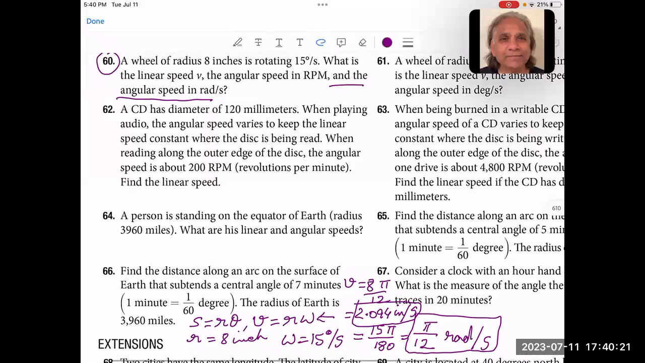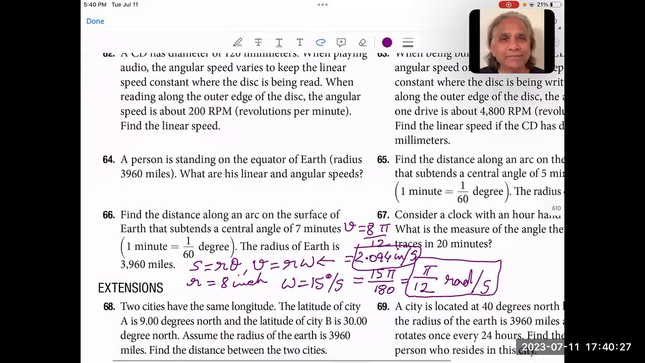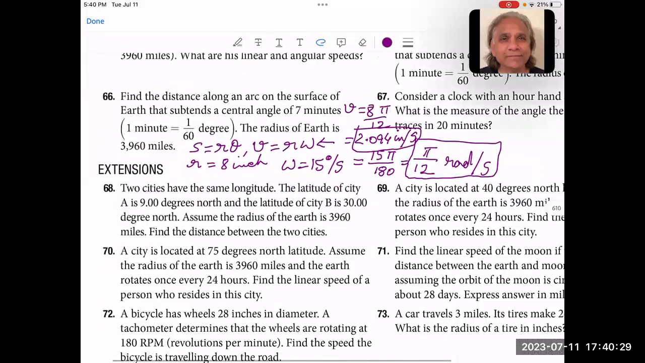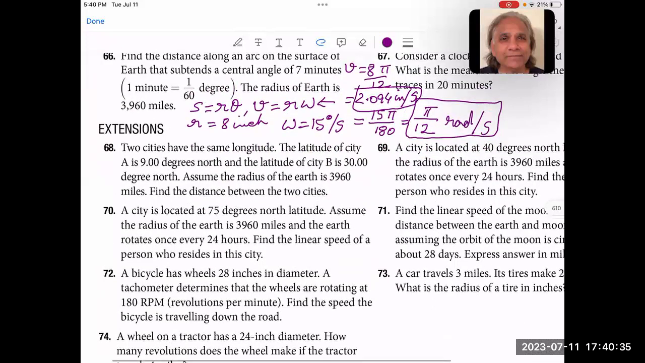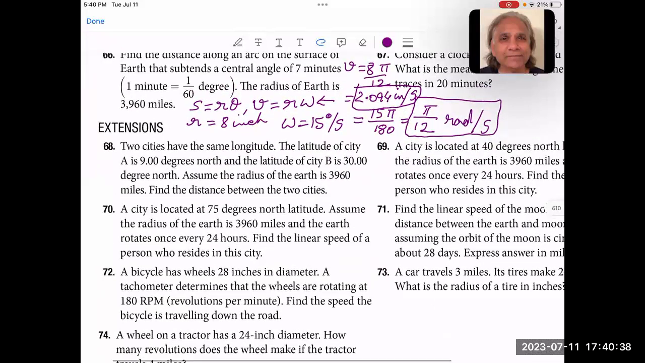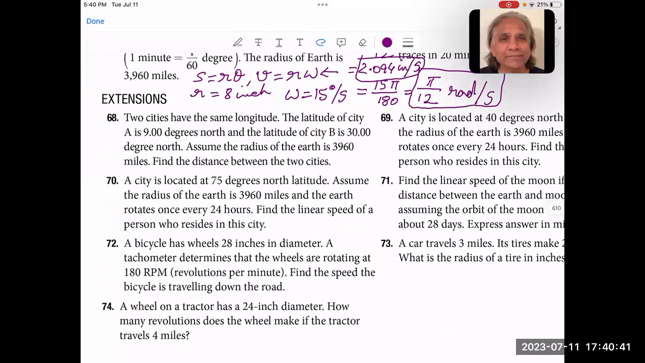And then the remaining part of the problem is to find the angular speed in RPM. Now we already know the angular speed in radians per second, pi over 12. So we just have to convert it to RPM. RPM stands for revolutions per minute. So the way you would convert it is, omega equals pi over 12 radians per second. Now we have to convert radians into revolutions and seconds into minutes.